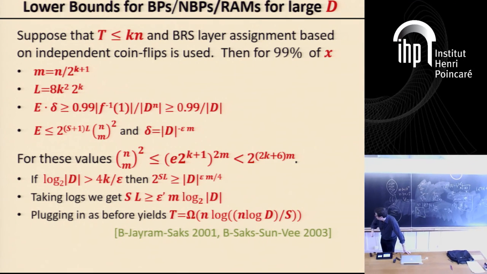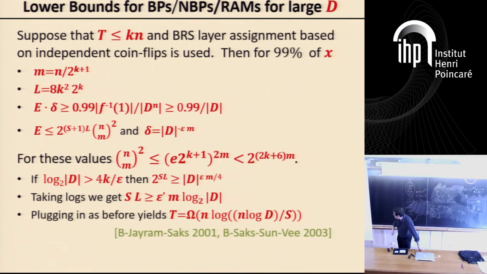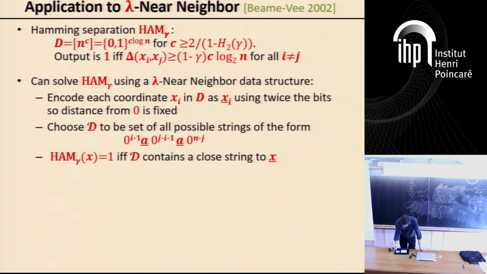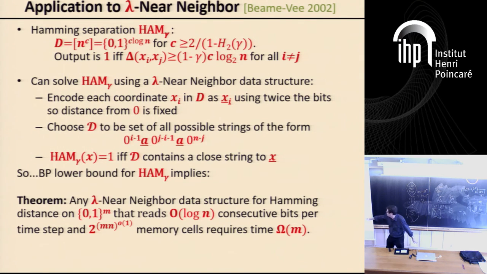And so this is in a paper with J.R.M. Sachs, and actually the nicer version of it is in a paper with Sachs, Sun, and V. I'm going to skip the application to lambda nearest neighbor. There's a theorem, you can get a lower bound on it from that.